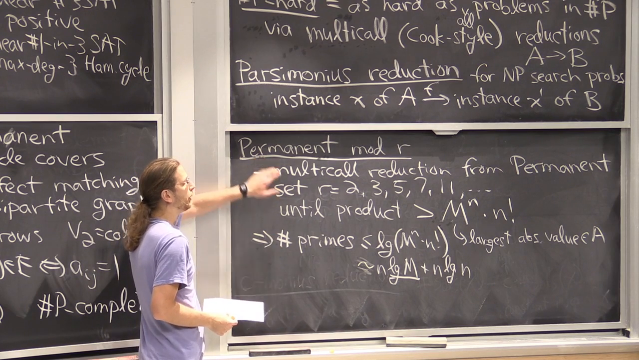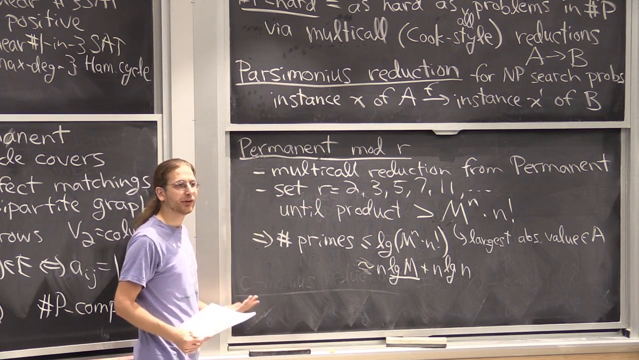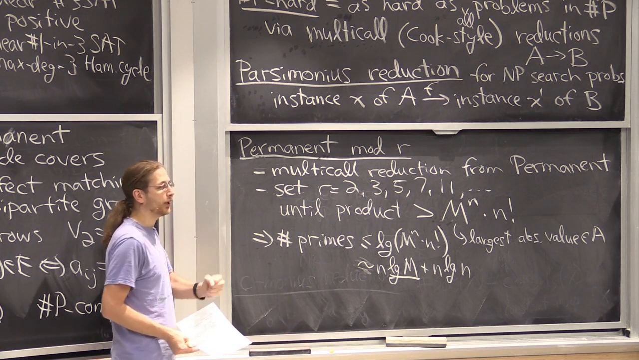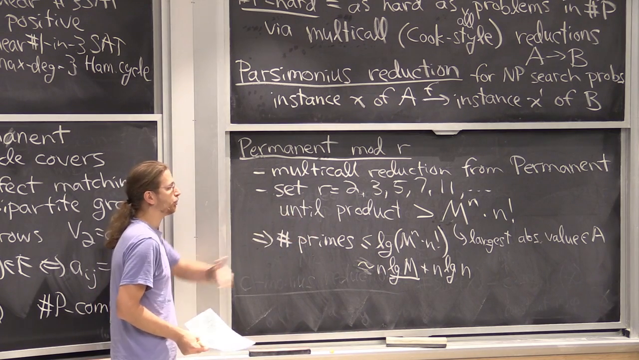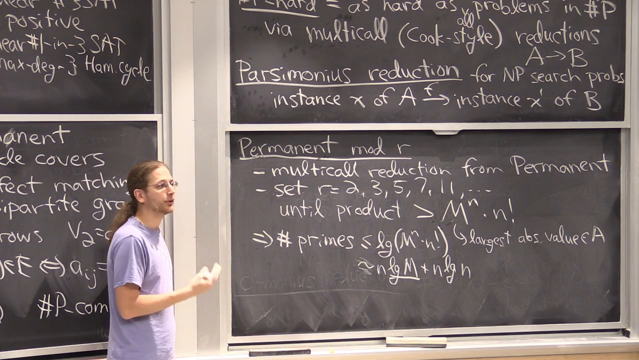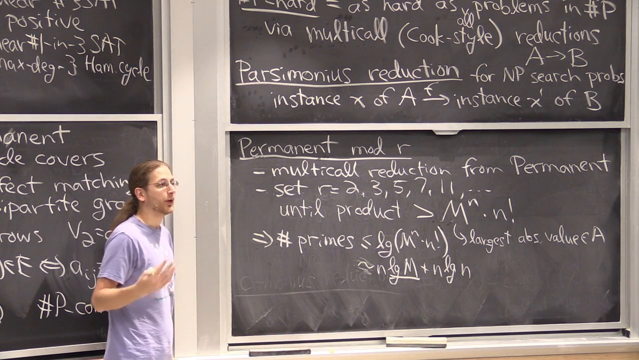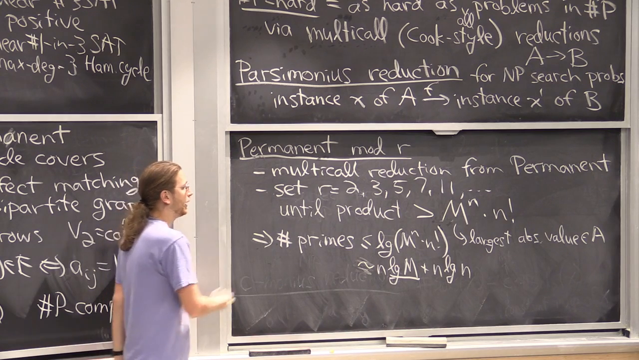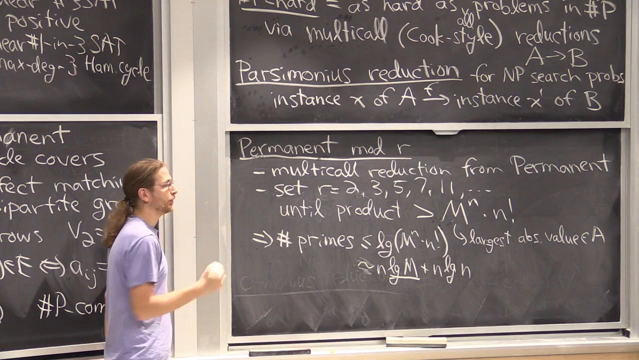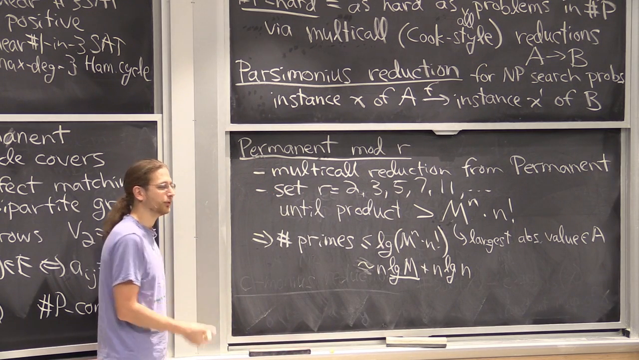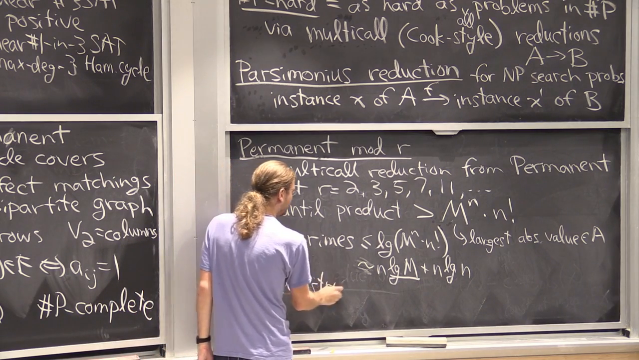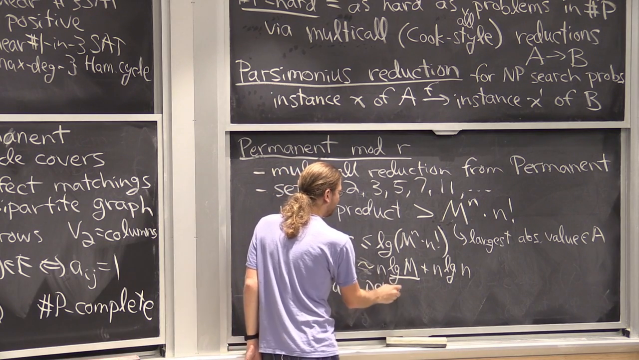We're going to compute the permanent mod R for all of these primes. And then the Chinese remainder theorem tells you that if you know a number modulo a bunch of primes, then you can figure out the number modulo the product of those primes. And if we set the product to be bigger than the number could be, then knowing it modulo that is actually knowing the number itself. So then we can reconstruct the permanent. So here we're really using multicall.